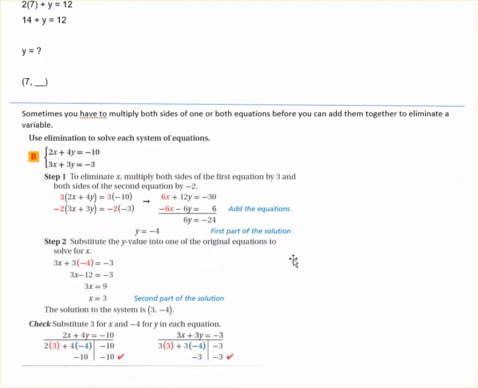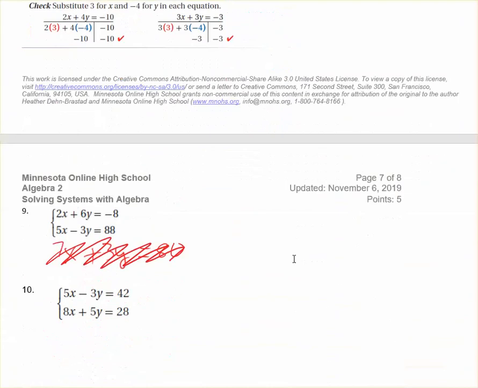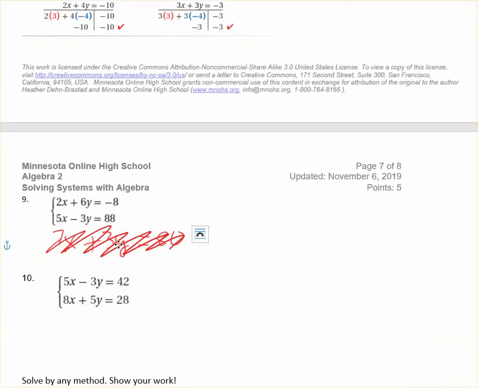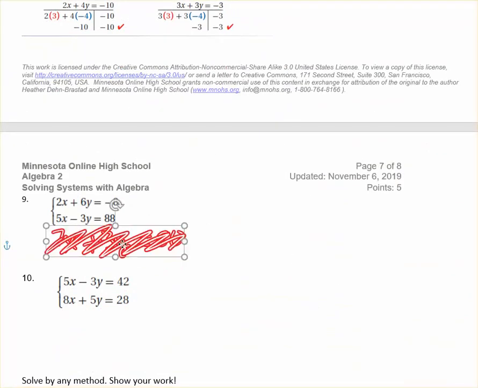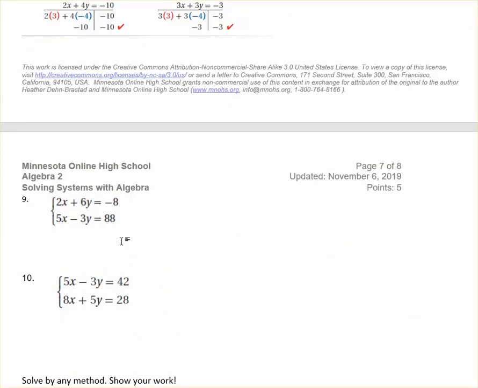All right, let's look at the ones that are a little bit more work. So we are going to have to make one of these match the other one. So in number 9, I need to either have both the x values the same, the coefficients in front of the x the same, or the coefficients in front of the y the same. And it is better if one of them is a positive and one of them is a negative.